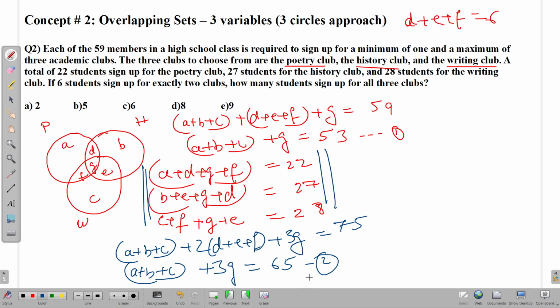Now let me subtract equation 1 from equation 2. What am I left with? This is A plus B plus C and G. So I'm subtracting this. This cancels out. I'm left with 2G, right? 2G is equal to 12. So what do I get? My G is equal to 6, right?